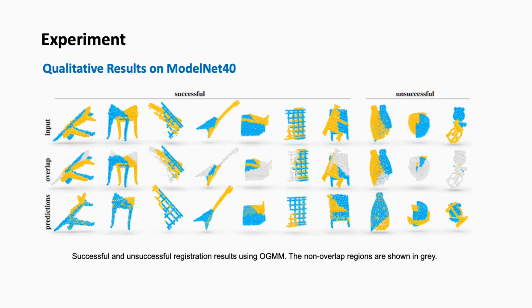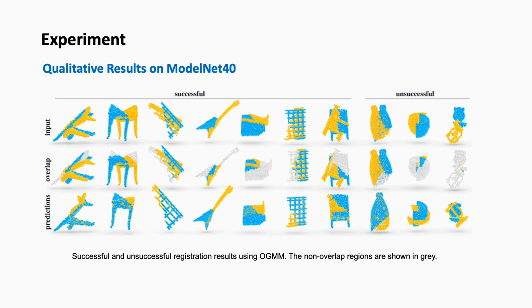This figure shows various successful and unsuccessful registration results. We can observe that cases with low overlap, e.g., guitar, and with repetitive structures, e.g., net, can be handled by OGMM. The most frequent unsuccessful cases involve point clouds of symmetric objects that can have multiple correct registration solutions along the symmetry axis that do not match with the ground truth one. This is an intrinsic problem of symmetric cases.